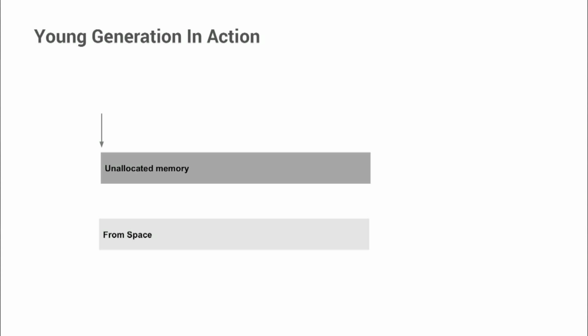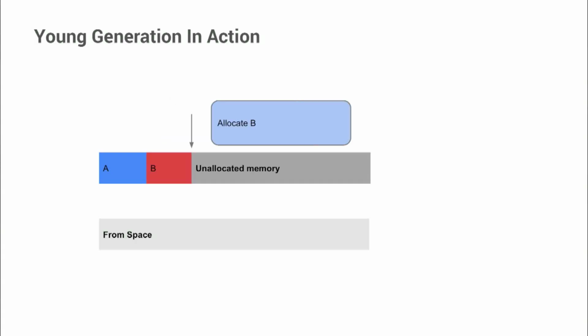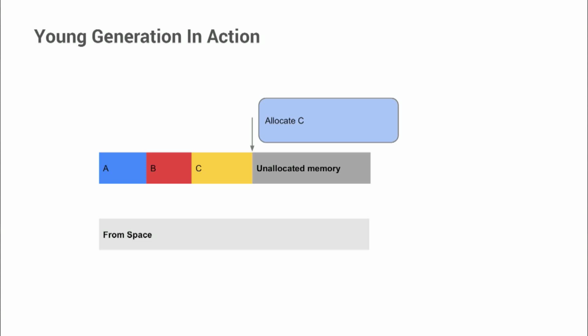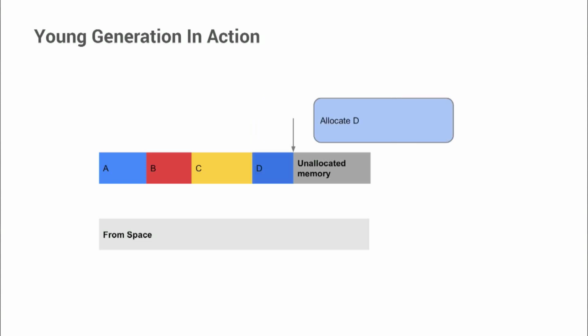So assuming that the to space started off empty, and your page starts allocating objects. Let's say we're allocating objects. We're going to name them something simple like A, B, C, D. Let's look at the allocation. So we go and we allocate A, and then B, and then C, and finally D. And everything up until this point has been really, really fast, and there's been no interruption to your page's execution.